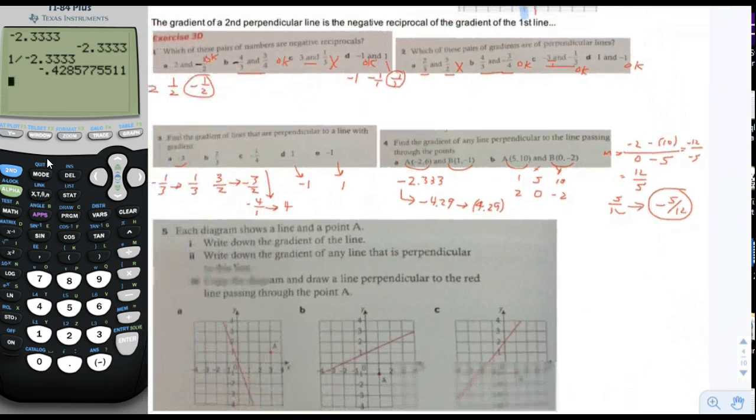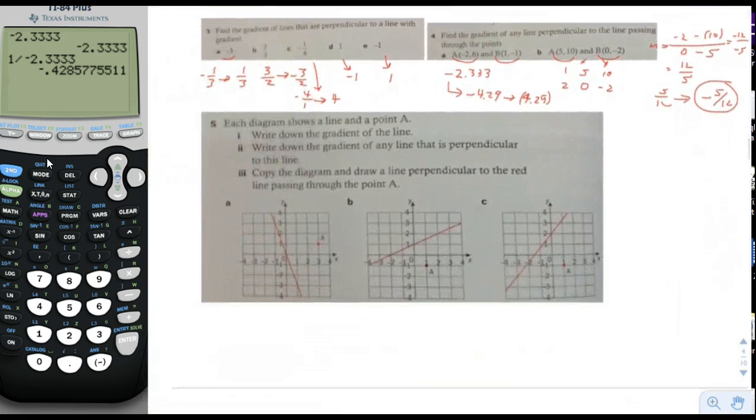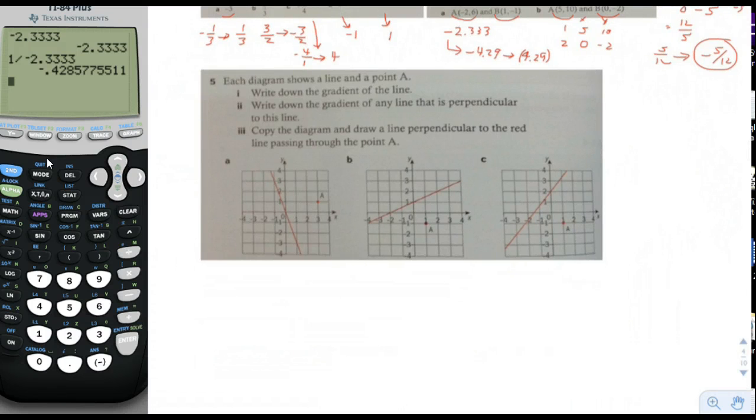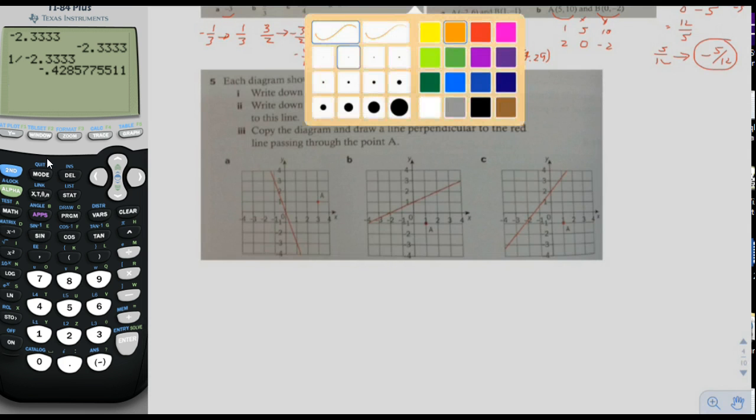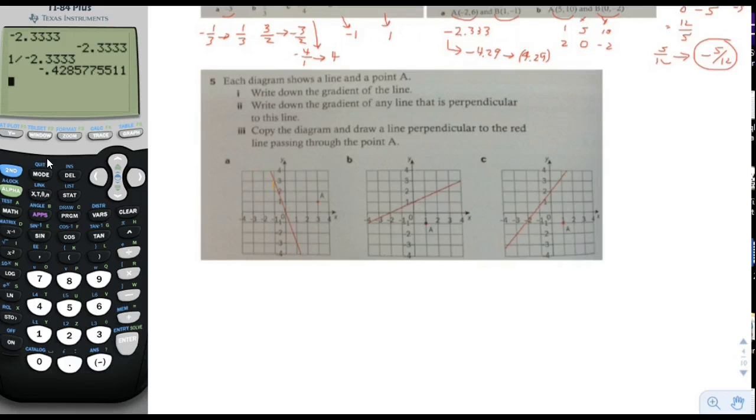Number 5, each diagram shows a line and a point A. Write down the gradient of the line. Write down the gradient of any line that is perpendicular to this line. Copy this diagram and draw a line perpendicular to the red line passing through point A. Okay, so let's see the gradient of each of these lines. Easiest way to do that is to draw a triangle and count the blocks. See if we can find a place where they're like whole numbers, like that.